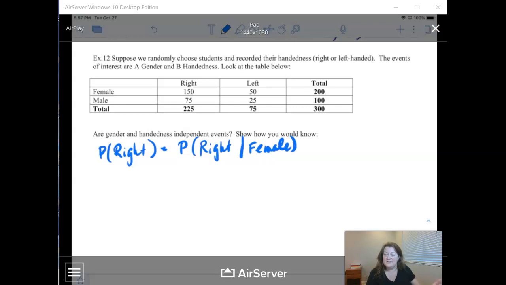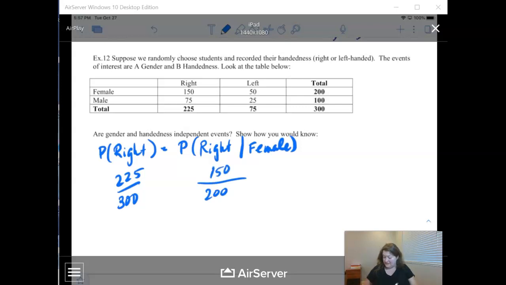Again, I'm basically just taking the first ones off of each row. So the probability that they are right-handed is 225 out of 300. And the probability that they are right-handed given that they're female means I total the females first, and then I do right-handed, which is 150.